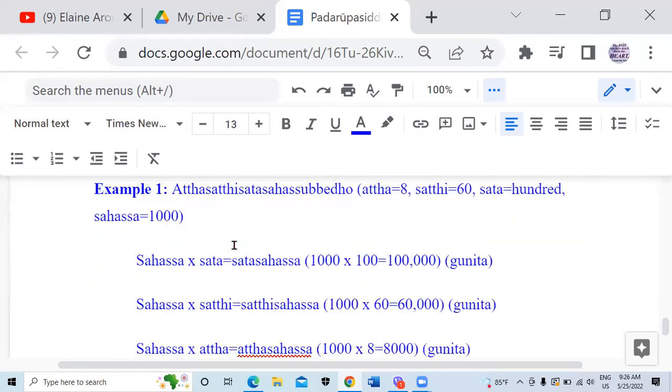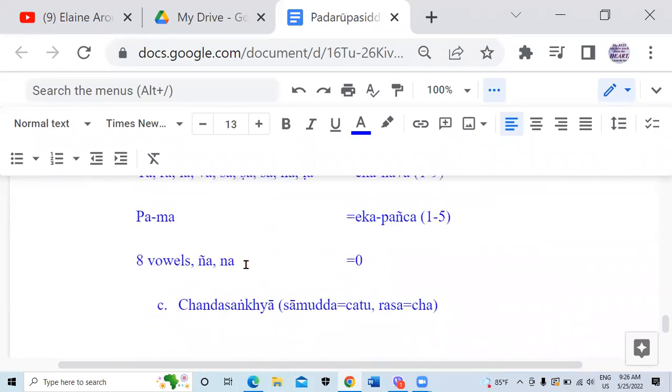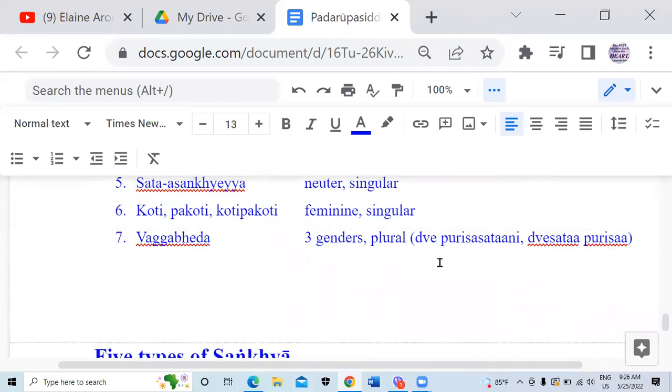Gunita Sankhya, do you remember? But if that's the case, then the last example doesn't make sense. Dwe Purisa Satani, okay? So Satani is multiplied by Dwe. Okay? Yes. So Purisa now is put after the big number, so before the big number. It is Gunita, it's not Samana. Yes, not Samana. If this were Samana, we would see Dwe and Purisa Satani as a single compound.